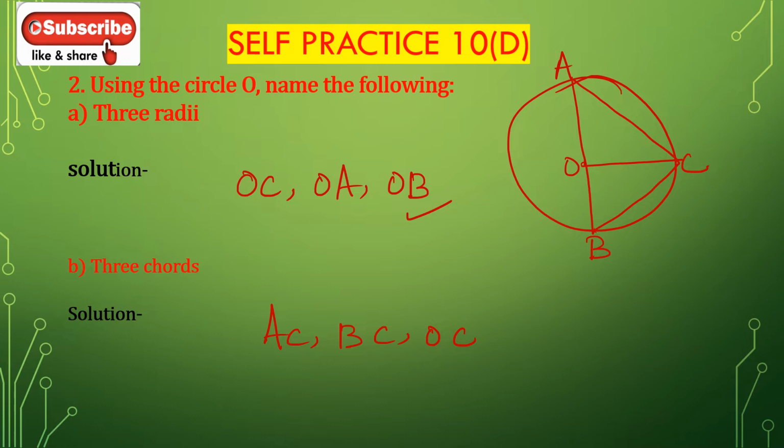AB is the longest chord. A chord is a line segment joining any 2 points of the circle. O is the center, but A, C and B are the points on the circle. So AC is a chord, BC is a chord and AB is the chord, and AB is the diameter, that is the longest chord of the circle. So three chords of the circle are AC, BC and AB.